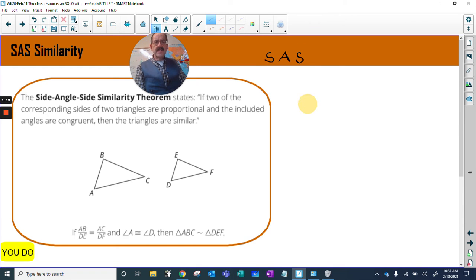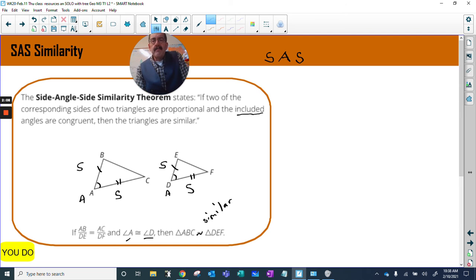SAS. Side, angle, side. If two of the corresponding sides of a triangle are proportional and the included angles are congruent. So the example they gave is AB goes to DE, AC to DF, the included angle has to be in between A and D, so this angle. So we mark that side, angle, side. If we have that, then we can say that the two triangles are indeed similar, that little squiggle. Similar.